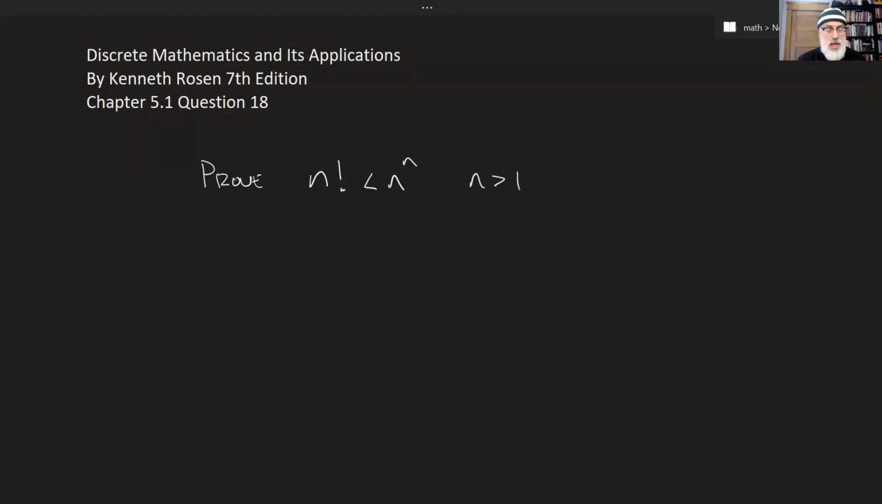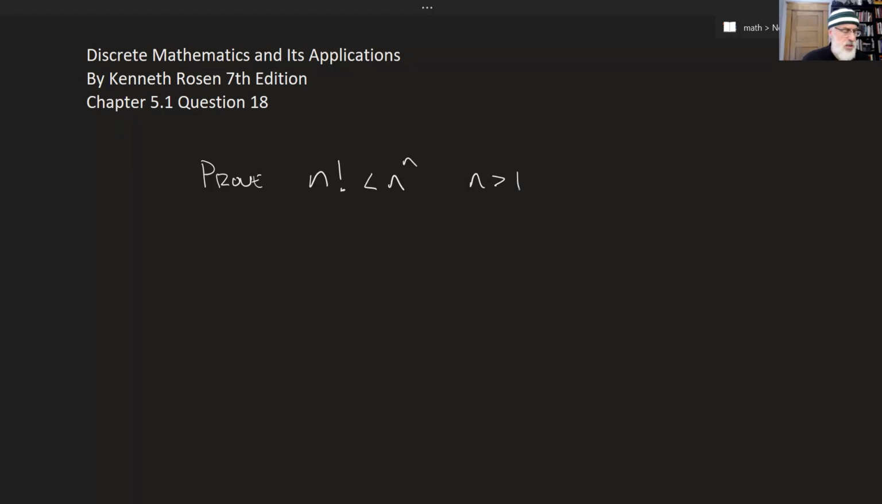We are looking at Discrete Mathematics and its Applications by Kenneth Rosen. I'm using the 7th edition. So my question comes from chapter 5.1, question 18. Yours might vary if you're using a different edition. This is asking us to prove that n factorial is less than n raised to n for all n greater than 1.